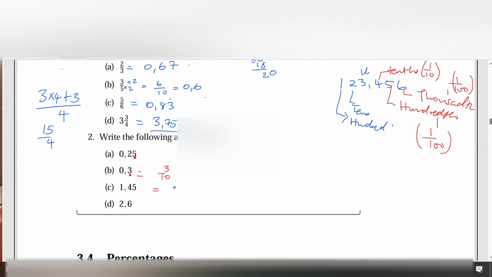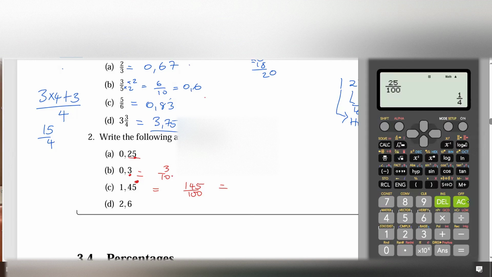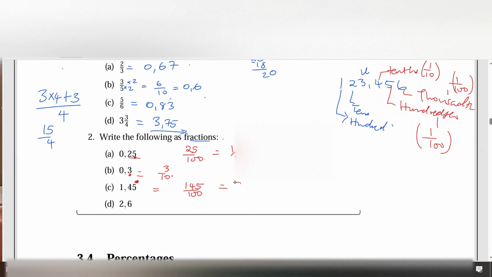And then if it's 1,45, we shall say 145. This 5 is 100, so over 100. Alternatively, look at the numbers after the comma. If it's just one number after the comma, you divide by 10. If it's two numbers after the comma, you divide by 100. If it's three numbers after the comma, you divide by 1,000. So 145 over 100, we see there's something common. 145 over 100, we can use 5. It's 29 over 20. So 29 over 20 is our answer.